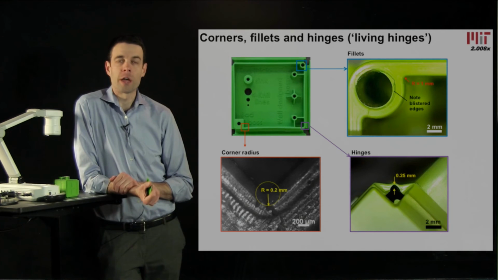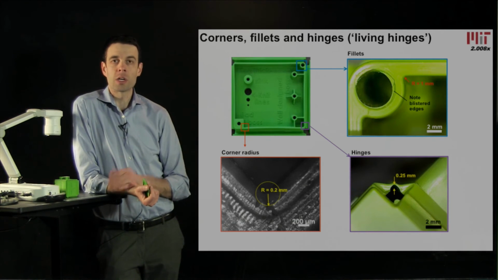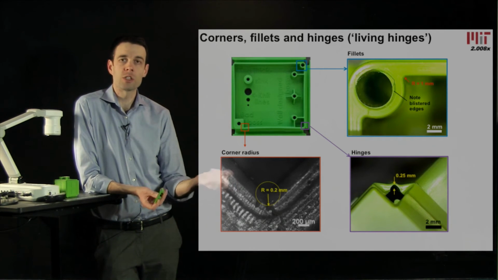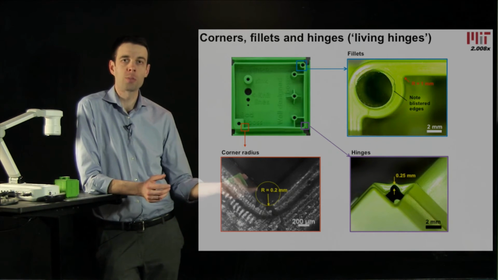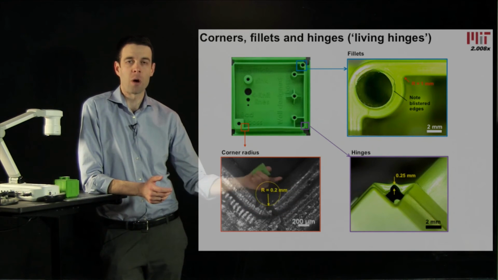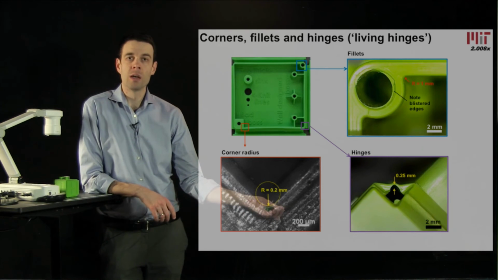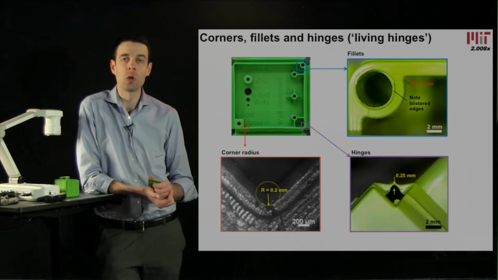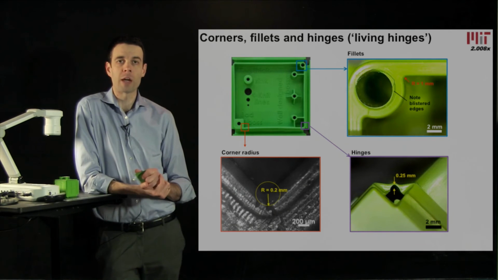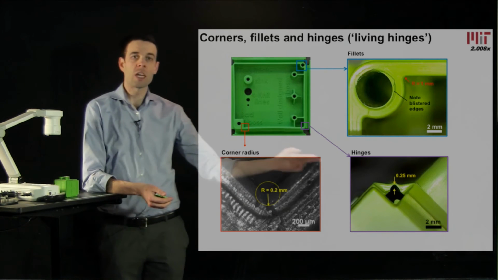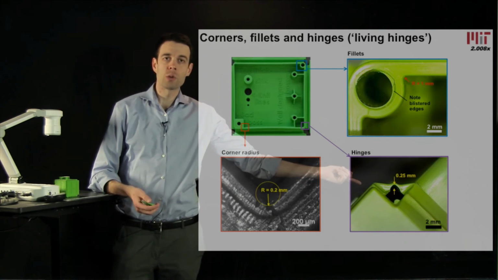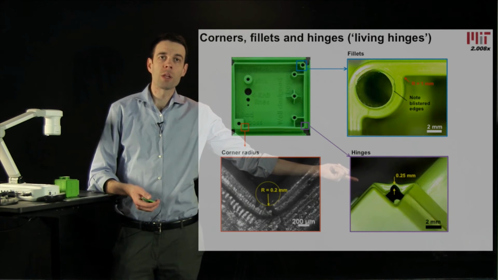If we look at other areas of the part, you can come back later and study these images, which we took with microscopes. For example, there are areas of the part that have a corner radius of 0.2 millimeters, quite fine radius, which would need a fairly fine tool. 0.2 millimeters is 200 microns. You also see that the hinges, the living hinges, come down to a thickness of about 1/4 of a millimeter.